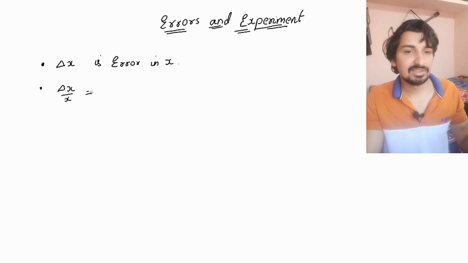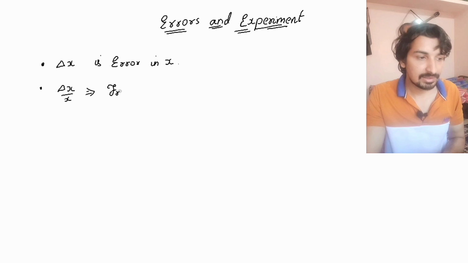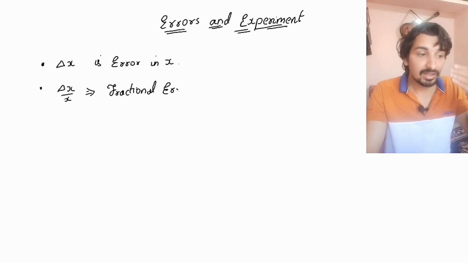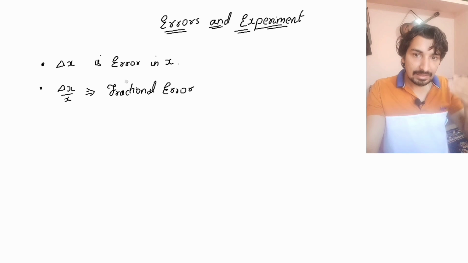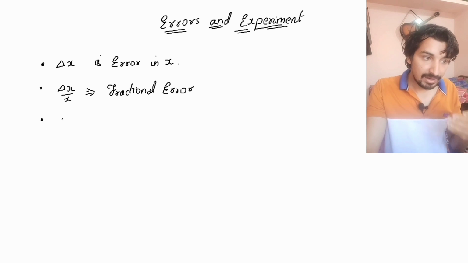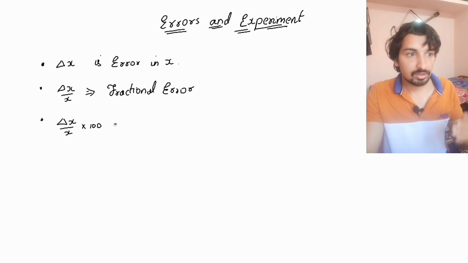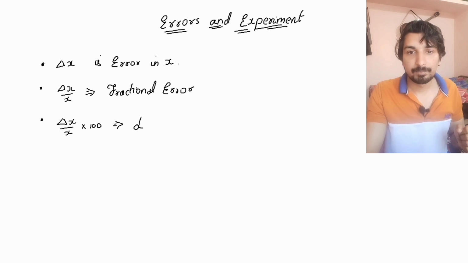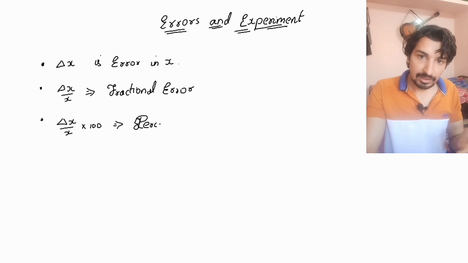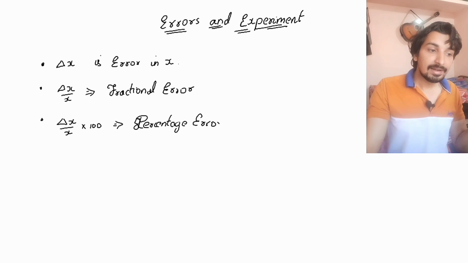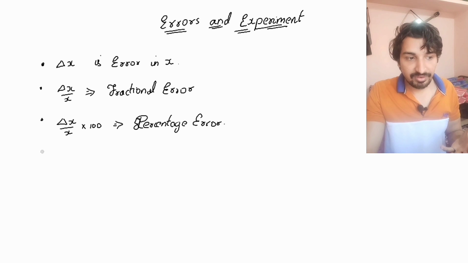So that's how we represent any value. That plus or minus 2 grams is nothing but the error, and it's called delta x. Next, you also have something called fractional error. Fractional error is nothing but the error, that is 2 gram, divided by the value you are measuring. So 2 by 20 is called the fractional error. Next, you have percentage error also. 2 by 20 into 100 gives you percentage error. So fractional error into 100 gives you percentage error. These are the three things you need to know. Delta x is the error in x, delta x by x is the fractional error, and delta x by x into 100 gives you percentage error.